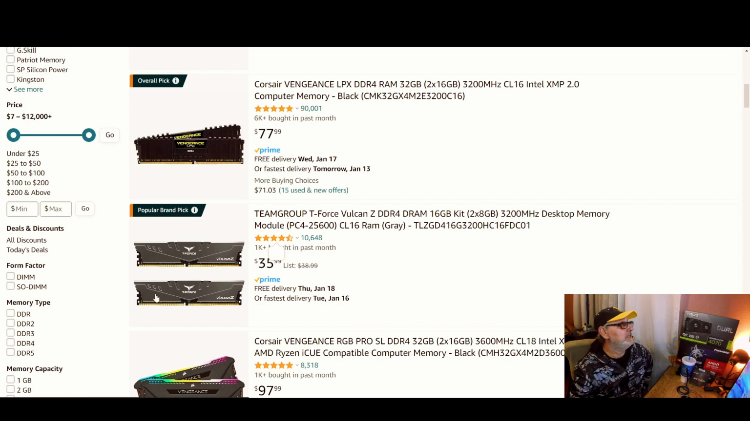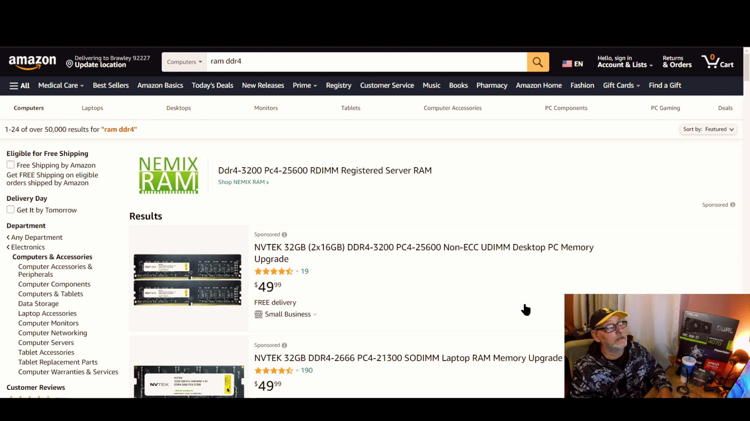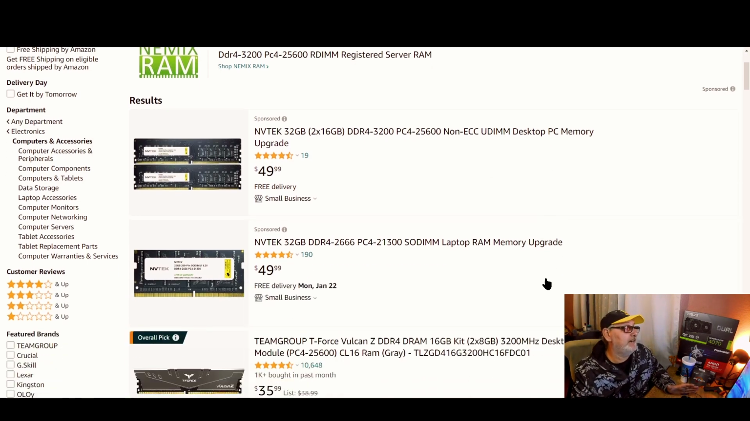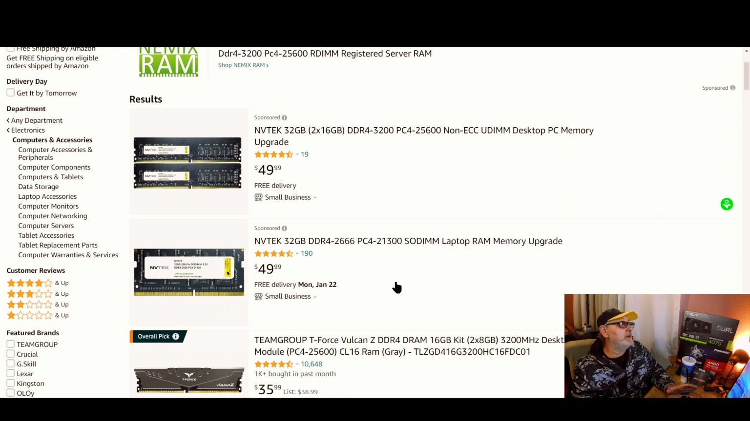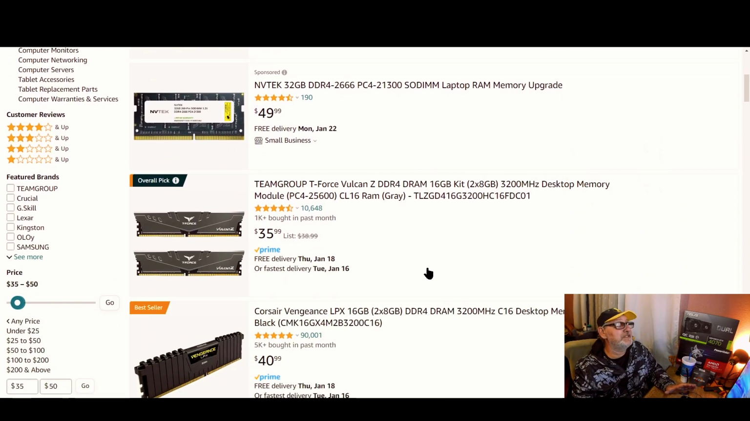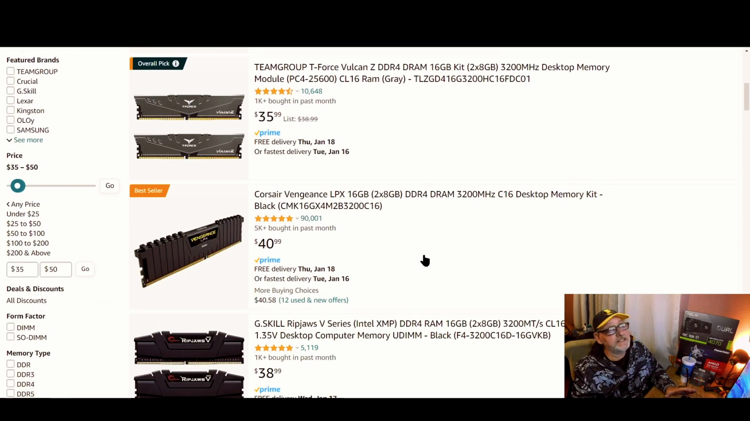So let's go over here and put a price point. Let's be fair and put $50, and put a minimum of 35, right? And hit go. So we put 35 to 55. Okay, this will make it the price point to where it's not too bad. At least you can see what's going on. Okay, you got a 16 gigabyte kit for 35. I want to see what big kit they got in between that price range.